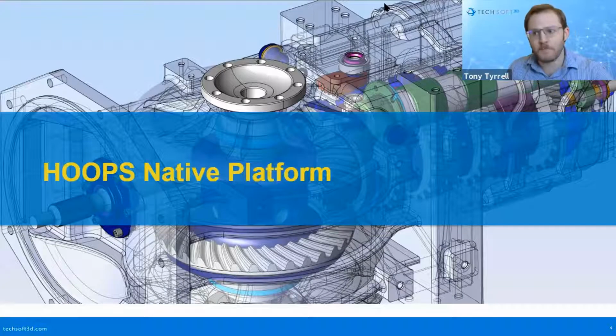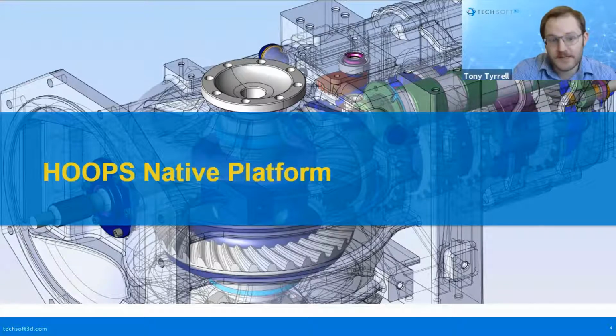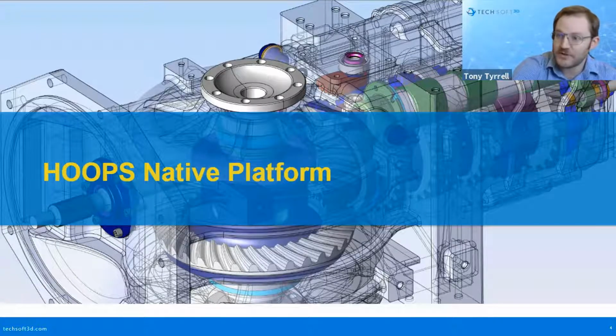So the Hoops native platform is a set of SDKs that TechSoft 3D offers. These SDKs offer cross-platform support, so they have SDK versions for Linux, Windows, Mac OS, as well as Android and iOS, and they also run on a wide variety of AR and VR devices. Specifically, the Hoops native platform is made up of 3 SDKs, Hoops Visualize, Hoops Publish, and Hoops Exchange. Today, we will be talking mostly about Hoops Visualize and Hoops Exchange.